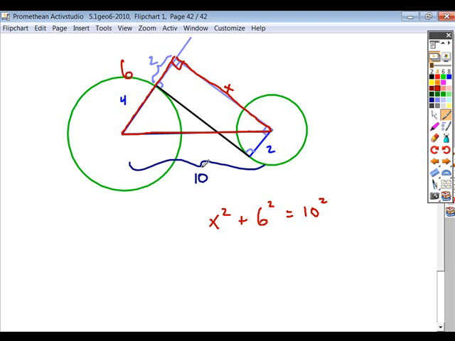I have 6 and 10. This is 2 times 3, 2 times 5. So I have a common multiplier of 2, a 3-blank-5 triangle. So this will be 4 times my multiplier 2. 2 times 4 is 8. Okay. So again, you have those different possibilities to solve that particular problem.